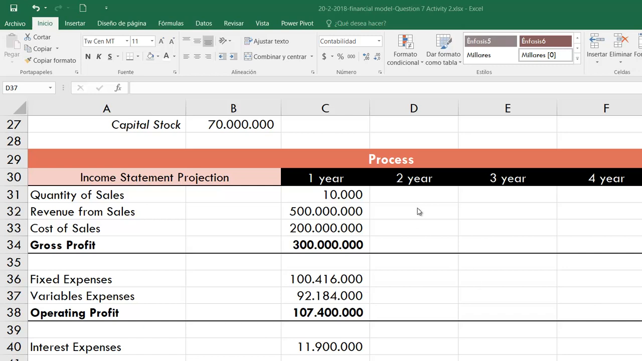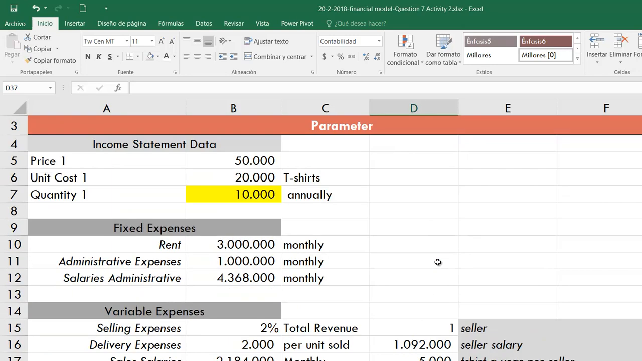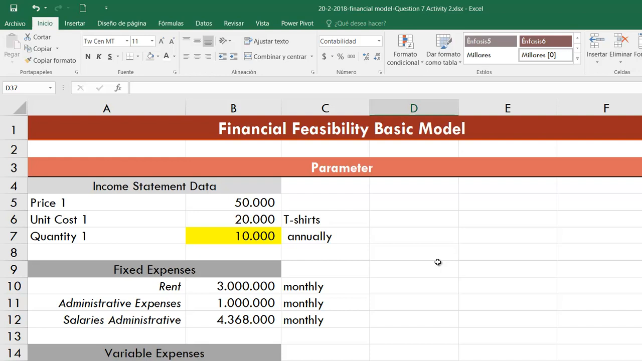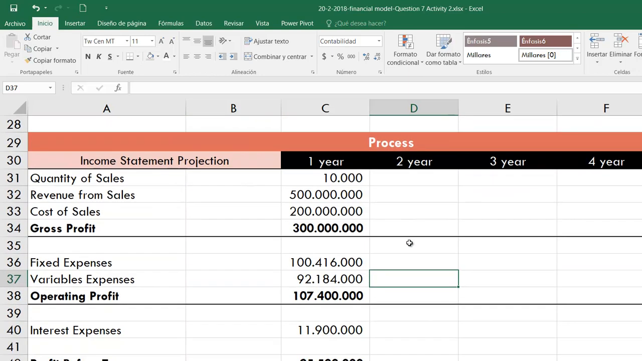In this video, I will continue explaining the second part of our financial feasibility basic model. So let's continue here with our income statement. We already have our first year, and then we need to project the next years.